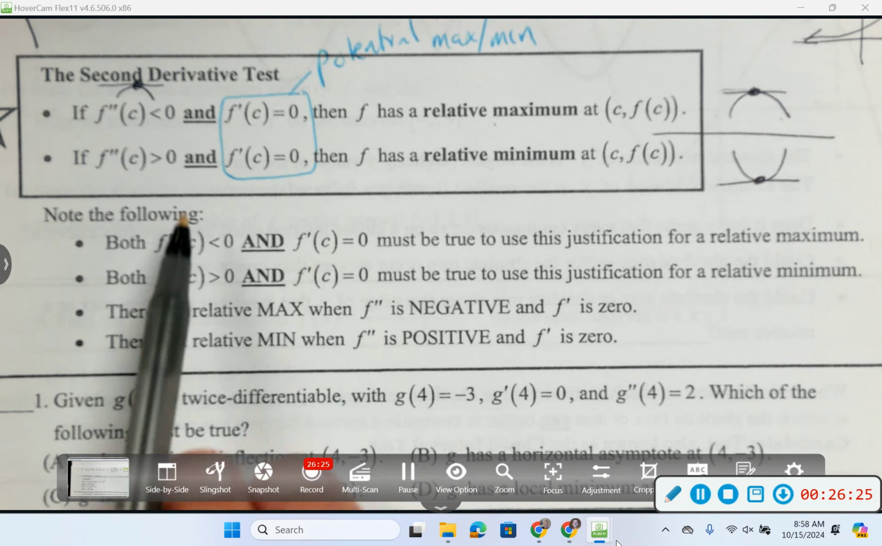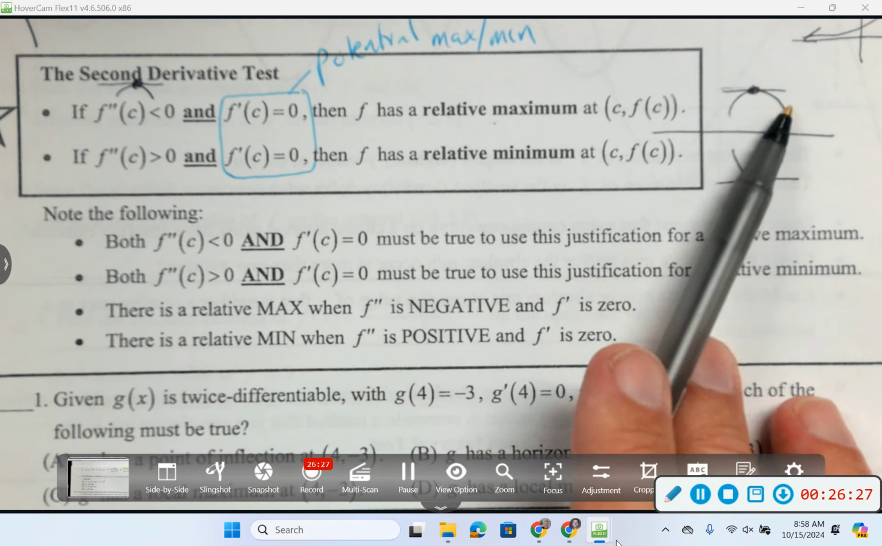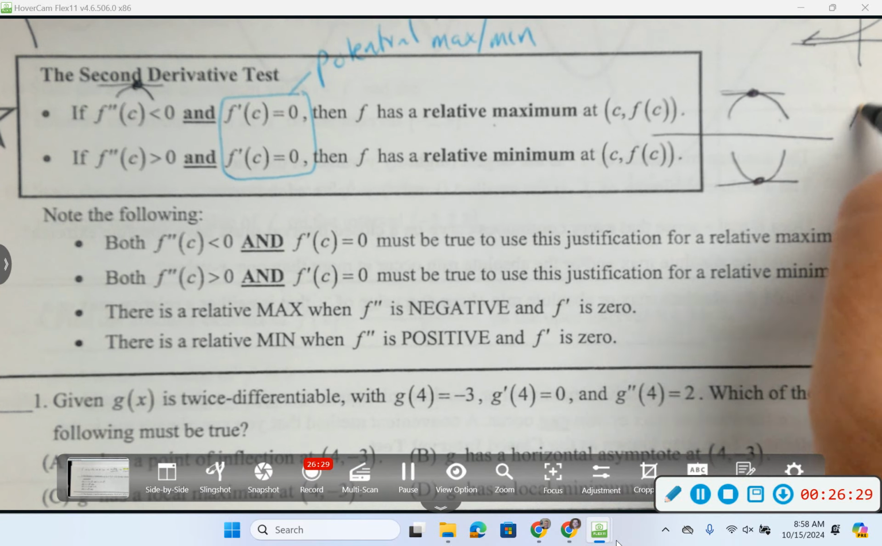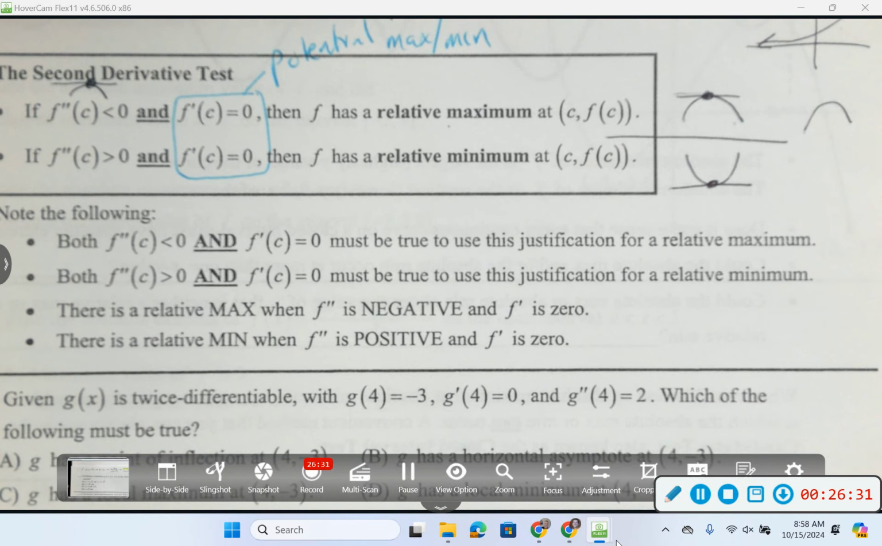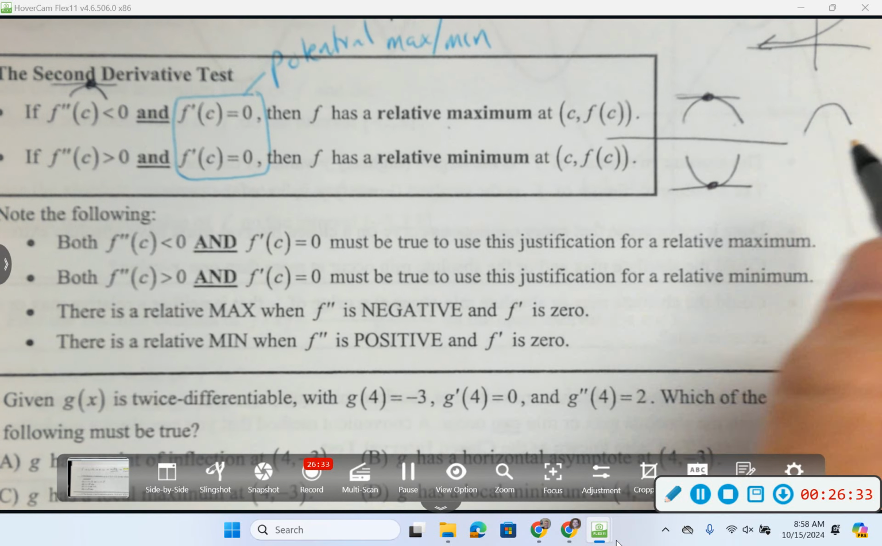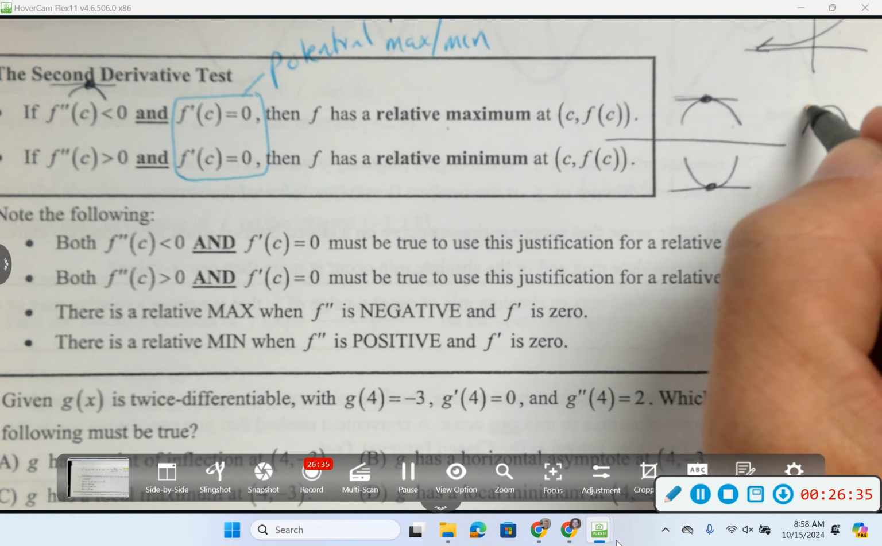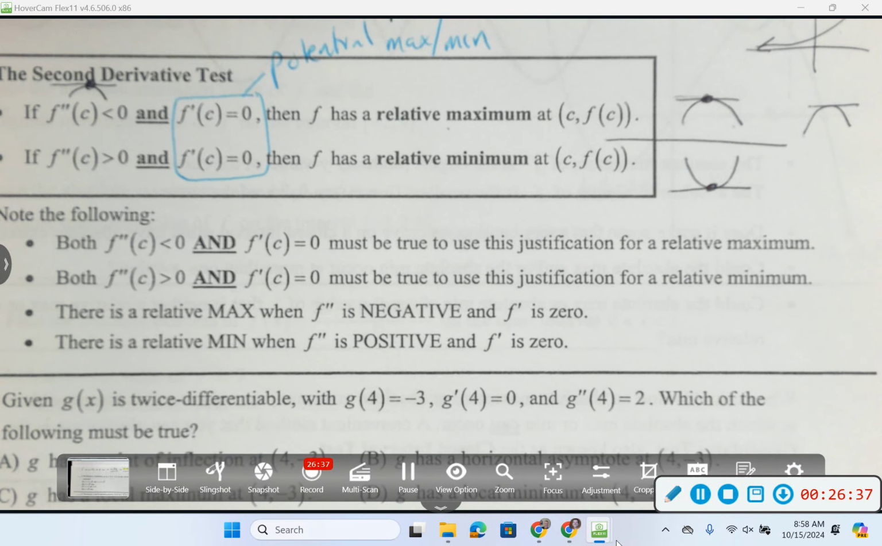Some side notes. You have to meet both criteria for this to be true, right? It's not enough for there just to be concave down, and it's not enough for it to just have a slope of 0. It has to be both things. That's what all of that says.